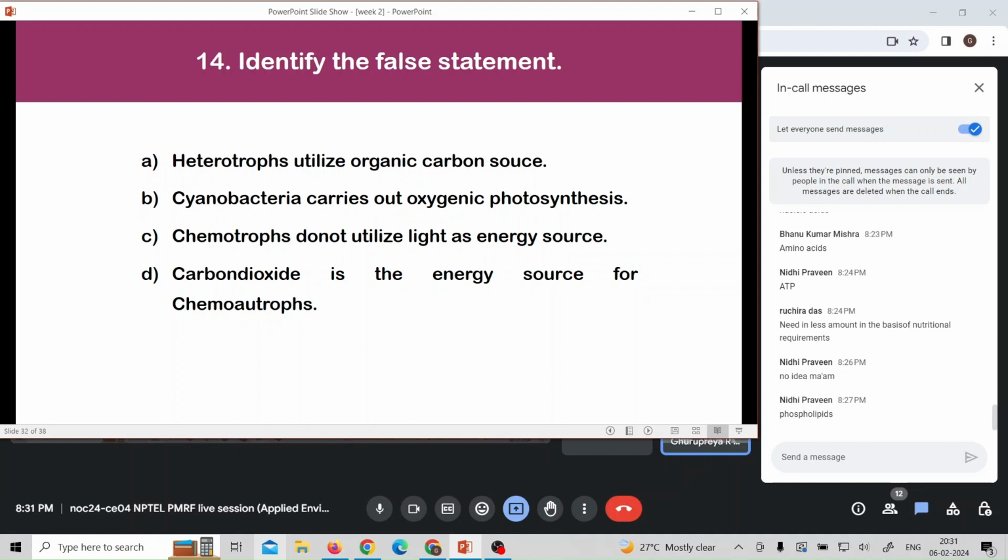As far as this question is concerned, you have to critically analyze what is a carbon source and what is energy source. If you are able to clearly understand what a carbon source means and energy source means, this question is easy.